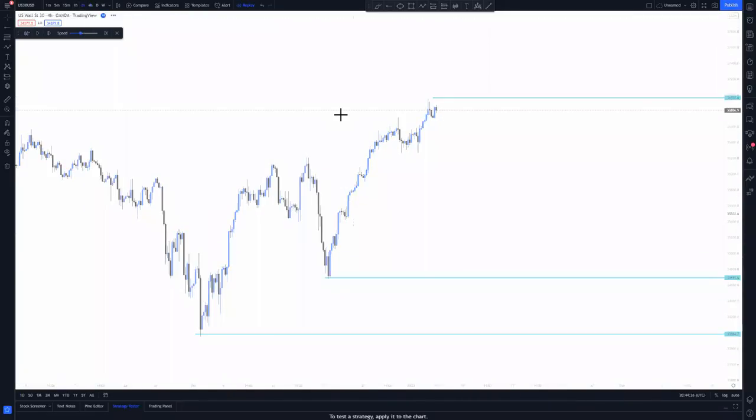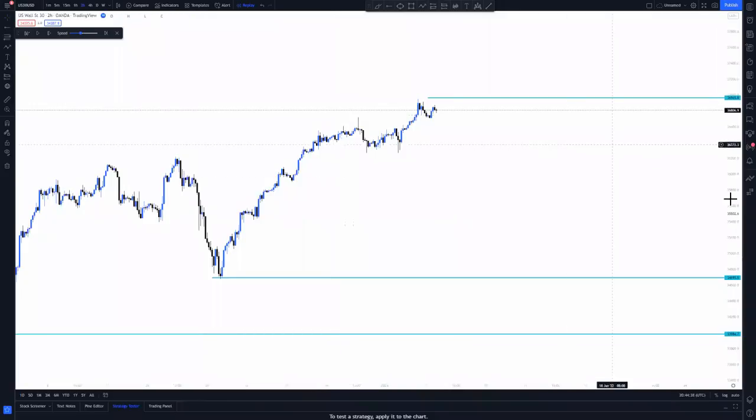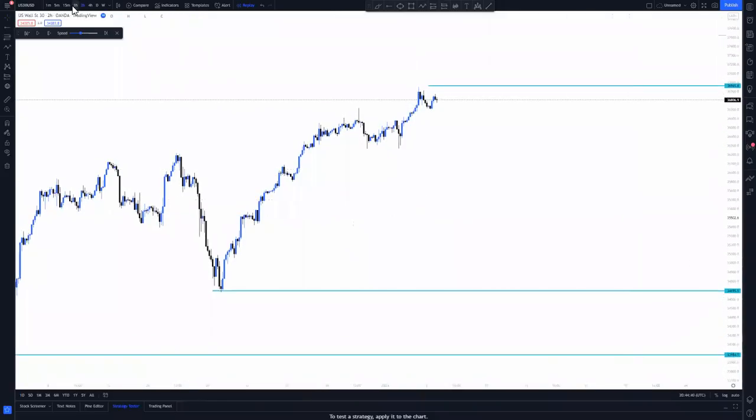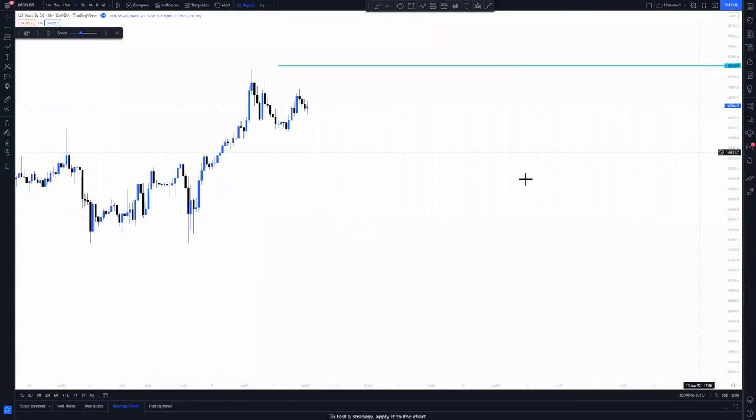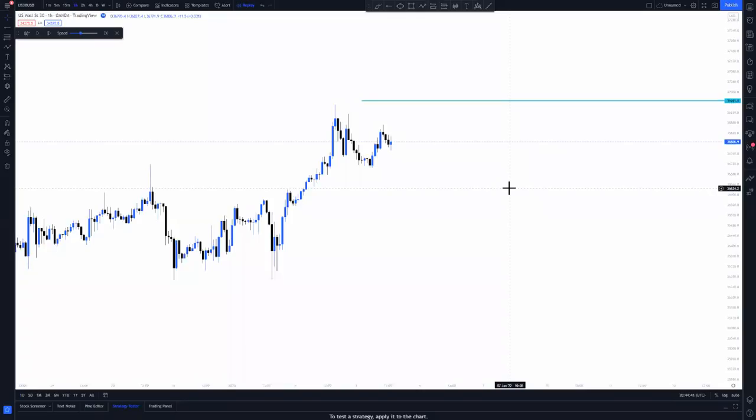That was the 4 hour. Now I'm gonna go to the 2 hour. It's not even clear. I'll go to the 1 hour. What do you see in the 1 hour, guys? What was here on the 1 hour? What do you see?